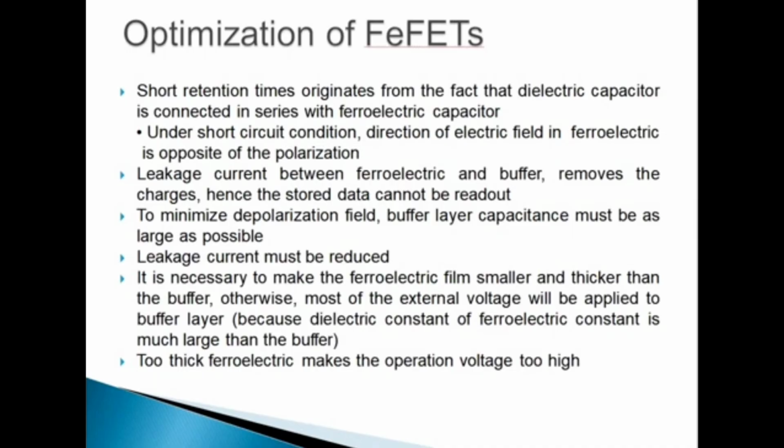To optimize it, it is necessary to make the ferroelectric film smaller and thicker than the buffer. Otherwise, most of the external voltage will be applied to the buffer layer and no reverse polarization will be possible. Too thick a ferroelectric makes the operation voltage too high. You must take care of that to optimize the ferroelectric field effect transistor.